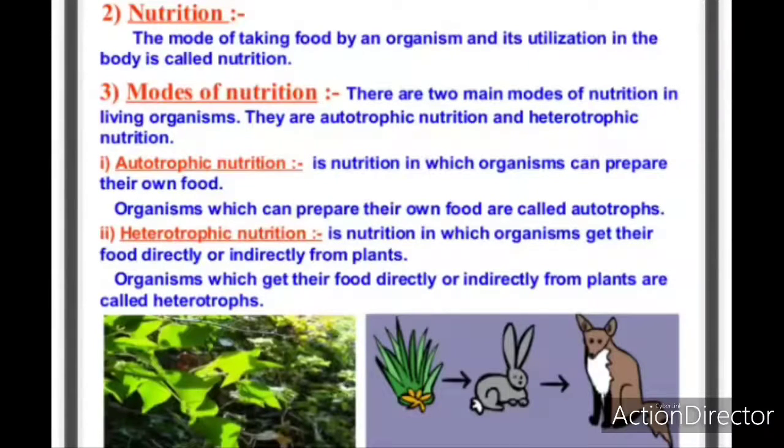Modes of nutrition. There are two main modes of nutrition in living organisms. They are autotrophic nutrition and heterotrophic nutrition. Autotrophic is a nutrition in which organisms can prepare their own food. Heterotrophic is a nutrition in which organisms get their food directly or indirectly from plants. Organisms which get their food directly or indirectly from plants are called heterotrophs.